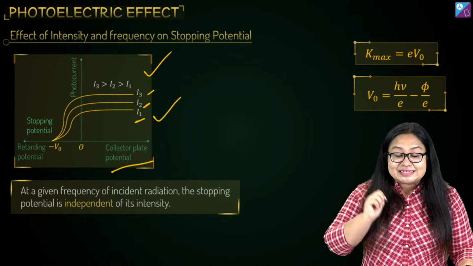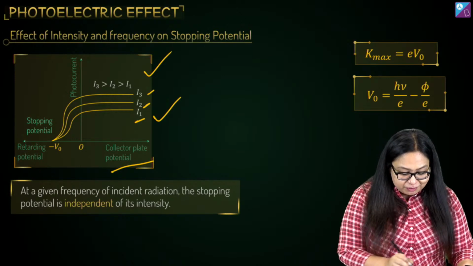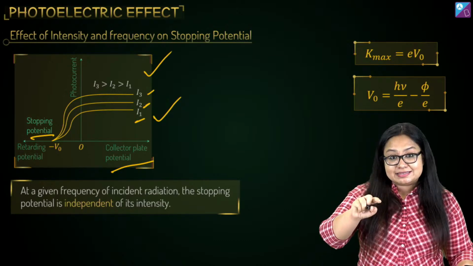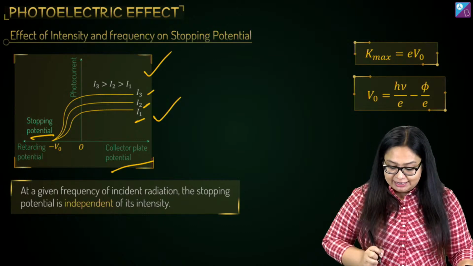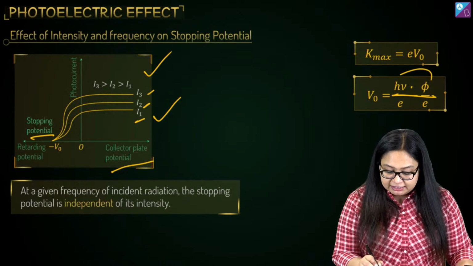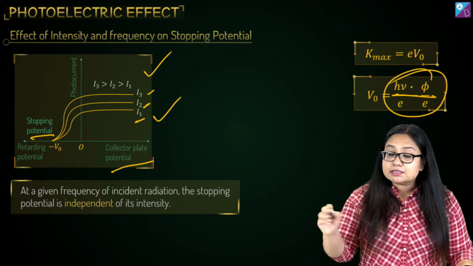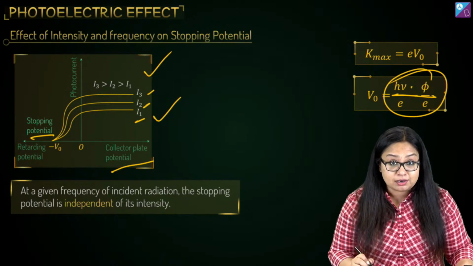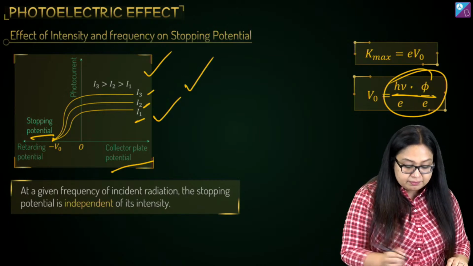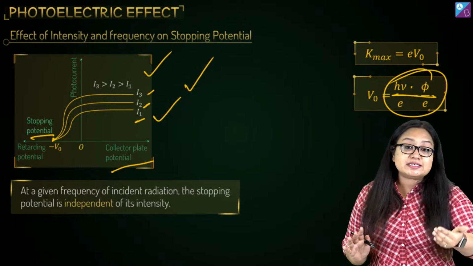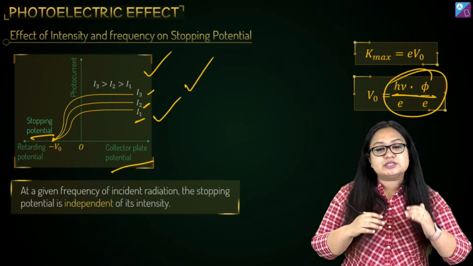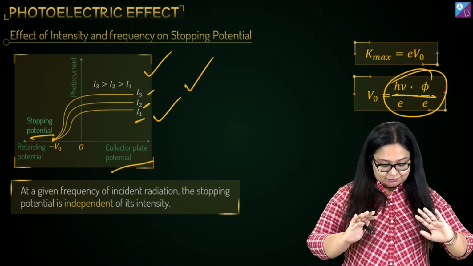And you can see that since stopping potential only depends on the frequency of the incident radiation and the work function, right? Stopping potential is equal to h nu minus phi, divided by e. That means stopping potential does not depend on intensity at all. So for all of these graphs, the stopping potential will remain the same value. If you change the frequency of the incident radiation, or change the work function, or rather the metal that you're dealing with, then only the stopping potential will change. Okay.